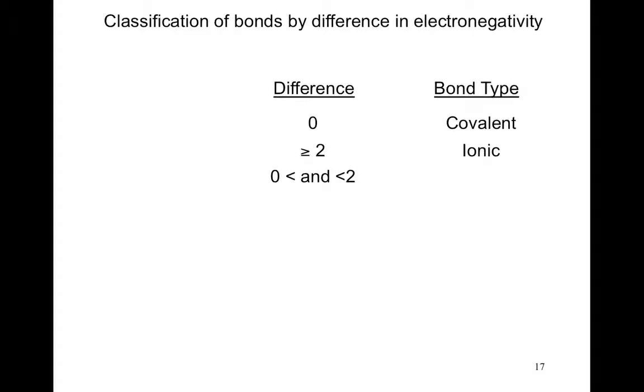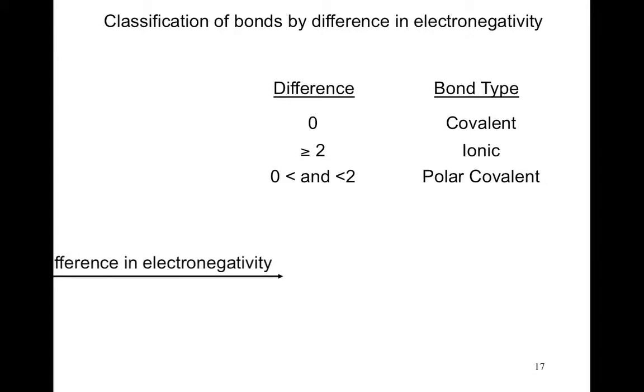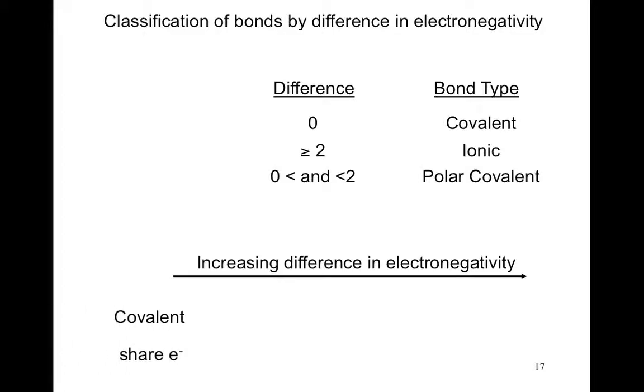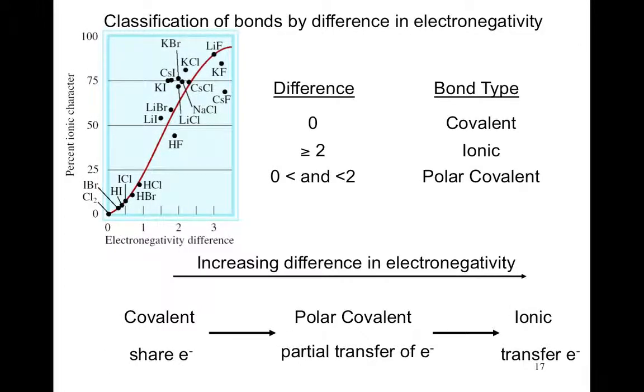We get in a place where we're sharing, but we're not sharing evenly. So we're not truly covalent, we're not truly ionic. What are we? Well, we're polar covalent. We share, but not fairly. And so as we increase our difference in electronegativity, we progress from covalent to polar covalent to ionic.